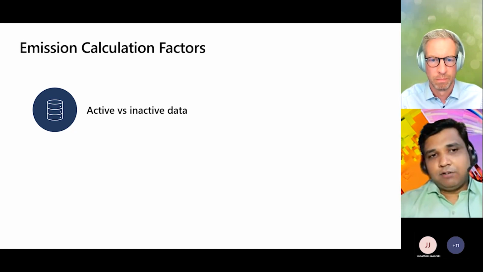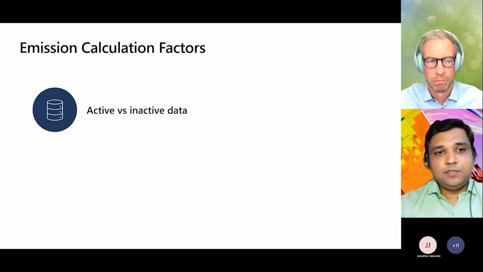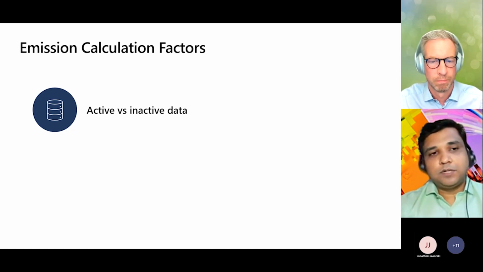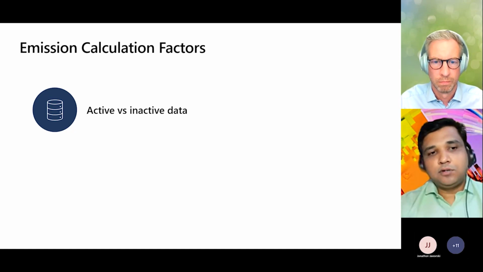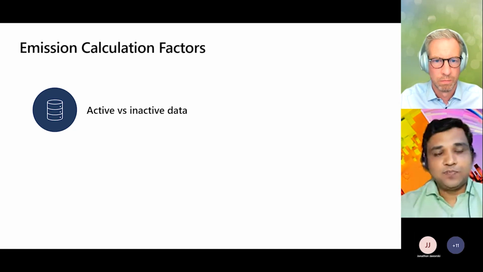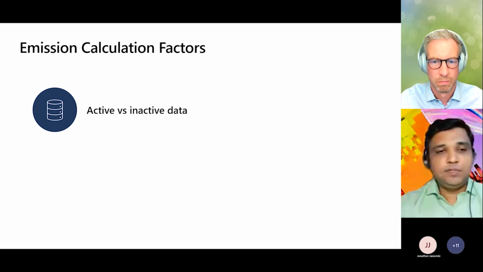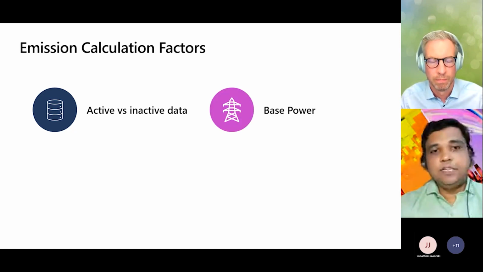The power requirements for active as well as inactive data are obviously different. Inactive data only draws power from the server it is sitting on, while active data requires compute power as well as use of network infrastructure. But one thing to note for sure is that if you have storage, you incur carbon emissions. The second factor here is base power.